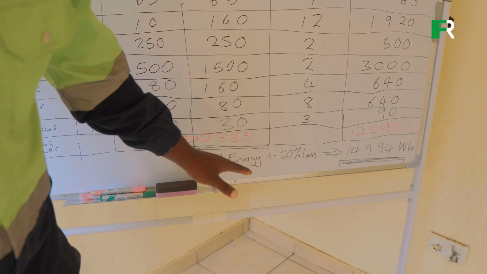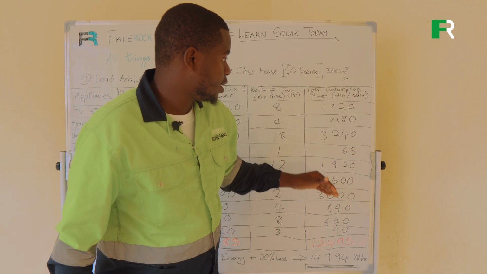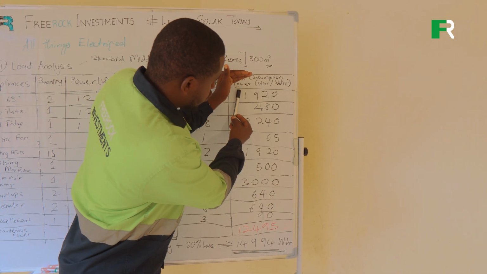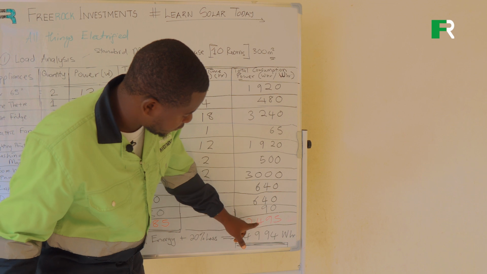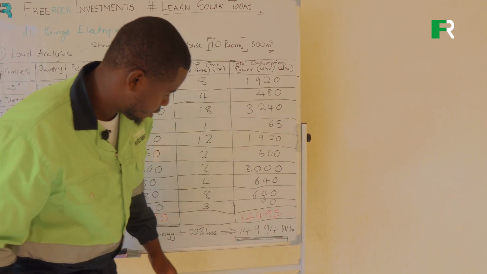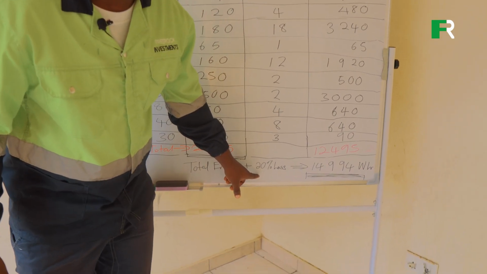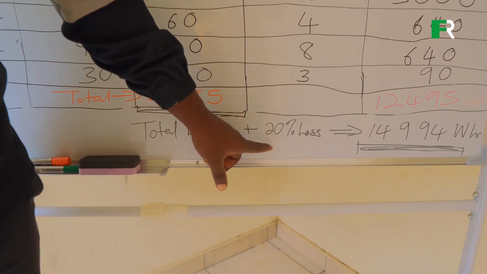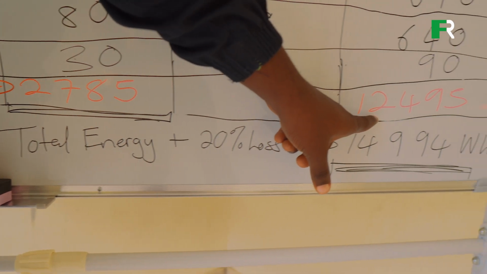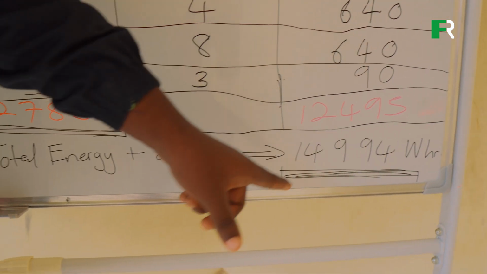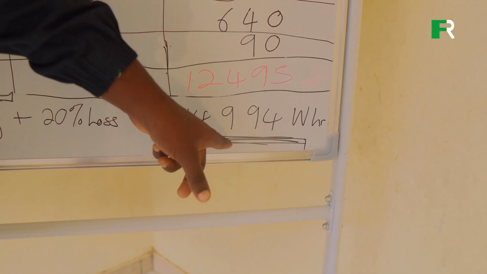So let's go now to the total of the total consumption power. You add up all from this row down to the bottom here, and we get 12,495 watt hours. We don't stop there. We then add 20% for system losses. So 20% of this value, 12,495, added to that value gives us a total of 14,994 watt hours.